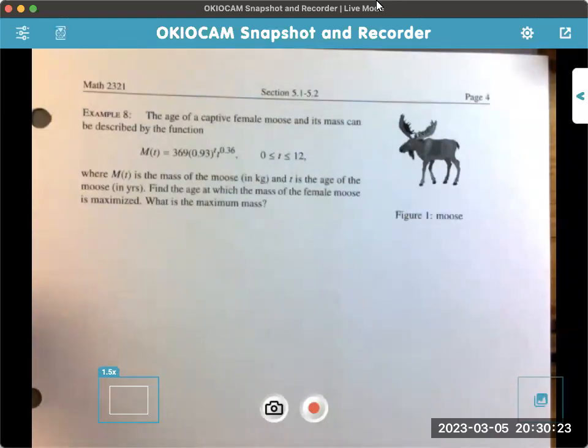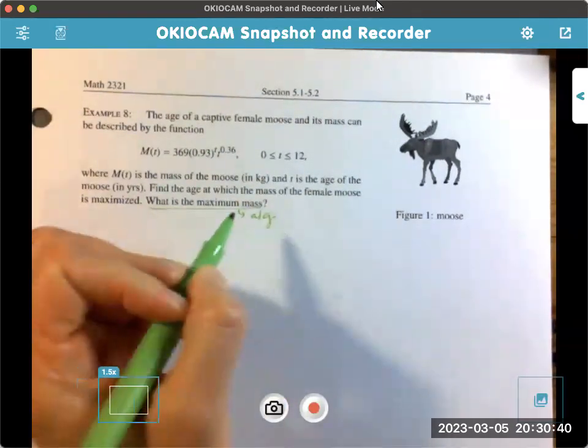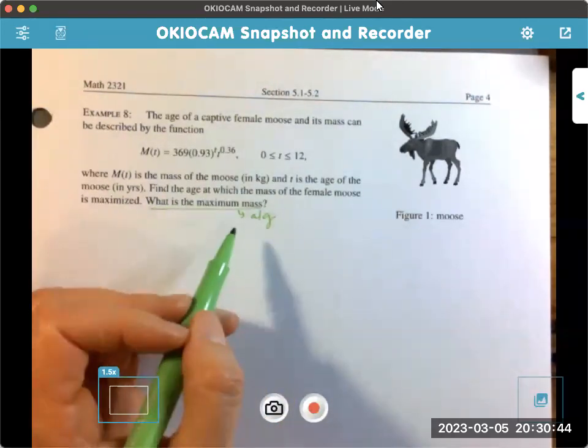Where M of t is the mass of the moose in kilograms and t is the age of the moose in years. So find the age at which the mass of the female moose is maximized. What is that maximum mass? Okay, so what is the maximum? That is an algebra question, but we need calculus to get there, right?